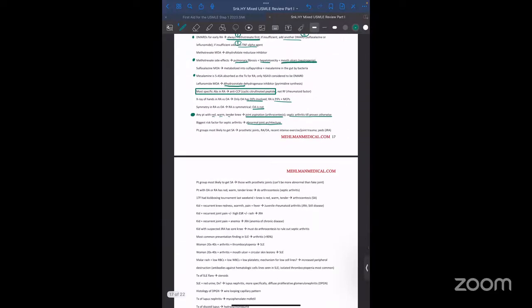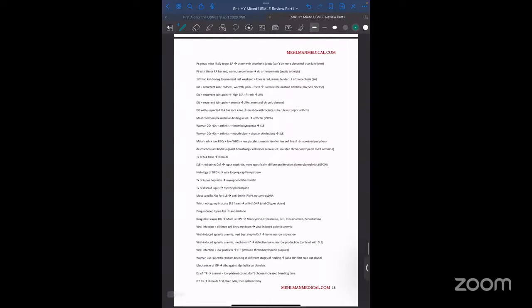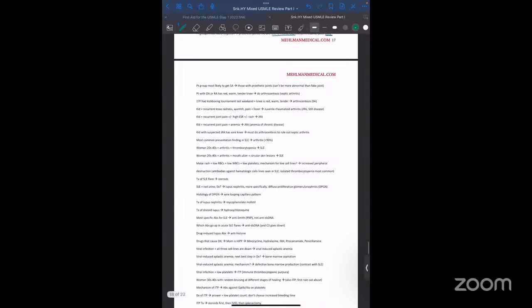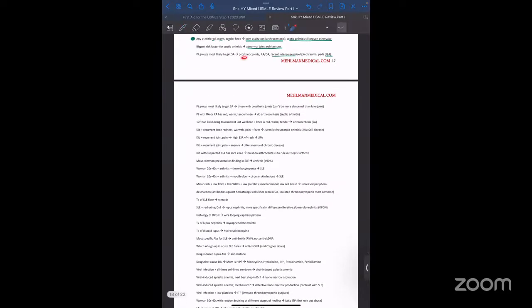Patient group most likely to get septic arthritis: those with prosthetic joints, RA, OA, recent intense exercise regimen. Didn't know about this. Recent intense exercise, joint trauma. In peds, it is juvenile rheumatoid arthritis. Next patient group most likely to get septic arthritis. Okay, continuing on. Those with prosthetic joints, can't be more abnormal than a fake joint. Patient with OA or RA has a red, warm, tender knee. Do arthrocentesis, septic arthritis.